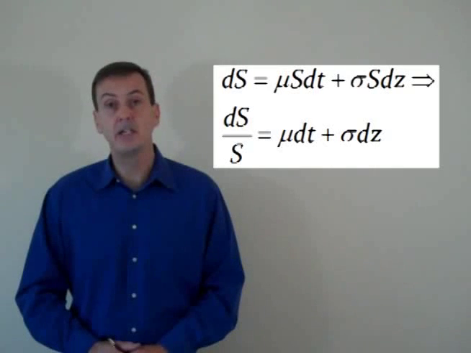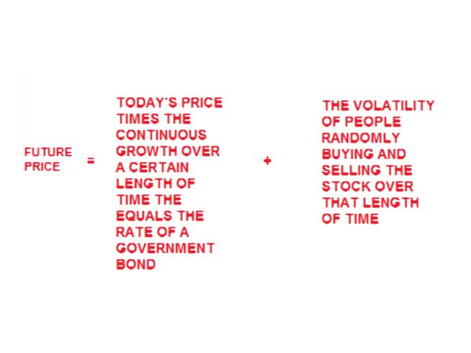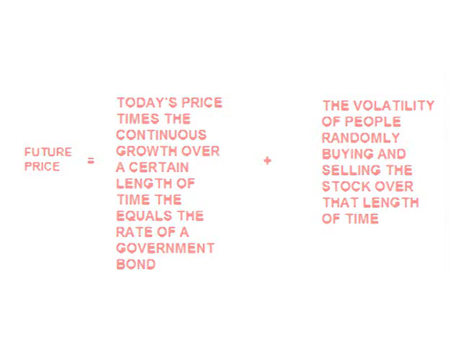Distributing the S to the other side of the equation gives us future price equals today's price times a continuous growth over a certain length of time that equals the rate of a government bond, plus the volatility of people randomly buying and selling the stock over time.